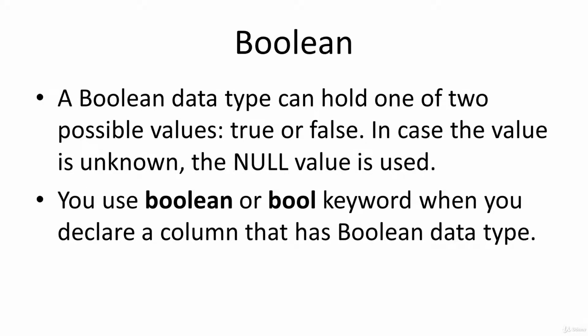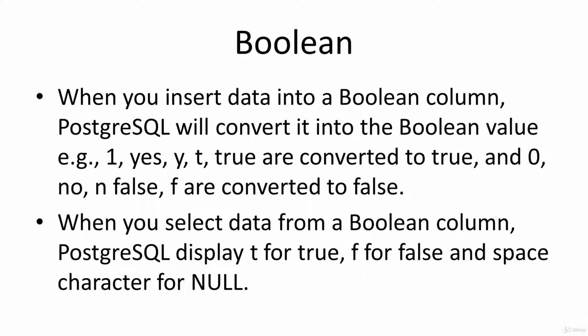A Boolean data type can hold one of two possible values, either true or false. And in case the value is unknown, then the null value is used, just a blank. And you can use the Boolean or bool keyword when you declare a column that has a Boolean data type. So I'll be letting you know what the keywords are that we'll be using when we declare a column. Now I know we haven't actually declared a column yet or created a table, so just keep that in mind. We'll revisit these keywords when we're actually creating those tables. But Boolean or bool is the keyword for a Boolean data type.